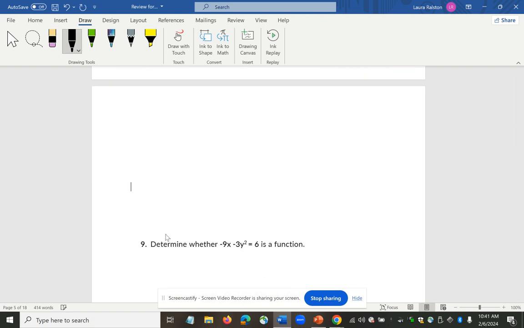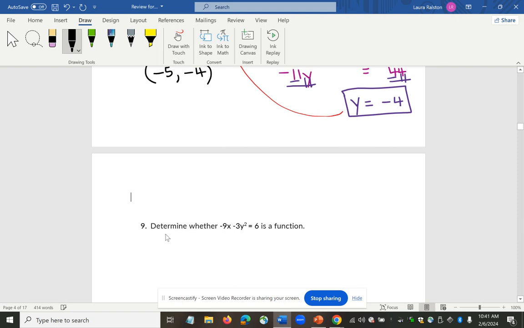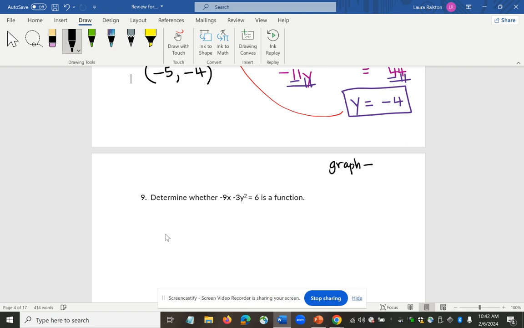All right, question 9 then gets us into the discussion more so of functions. It says, determine whether negative 9x minus 3y squared equals 6 is a function. Guys, there's several ways that you can do this. You can look at it from a graphical perspective. And if you look at it from a graph perspective, we use the vertical line test.